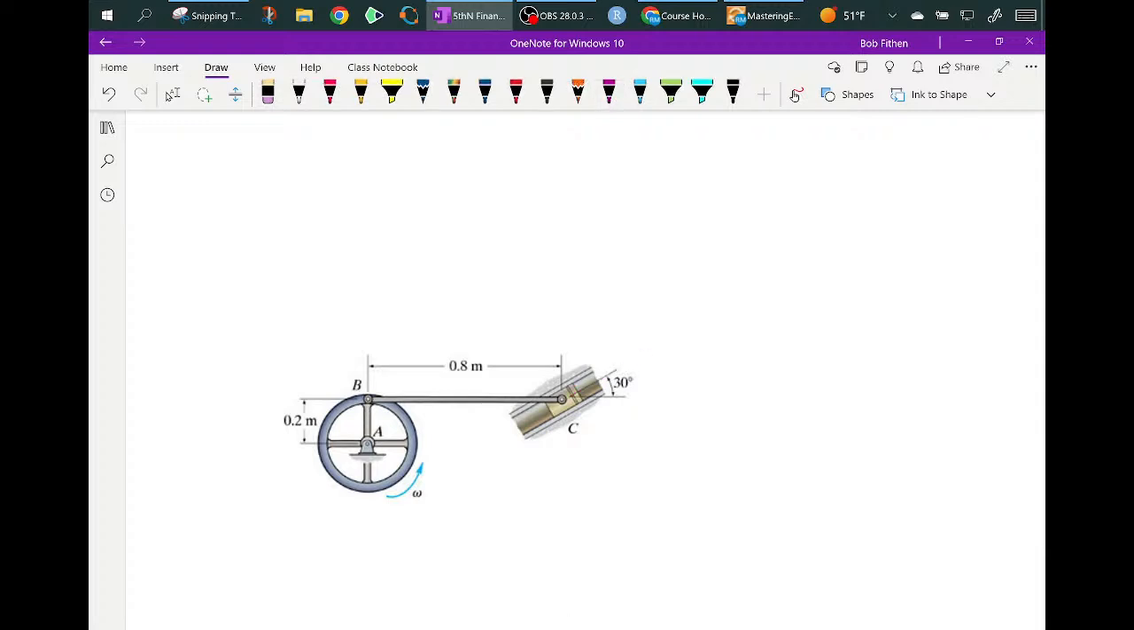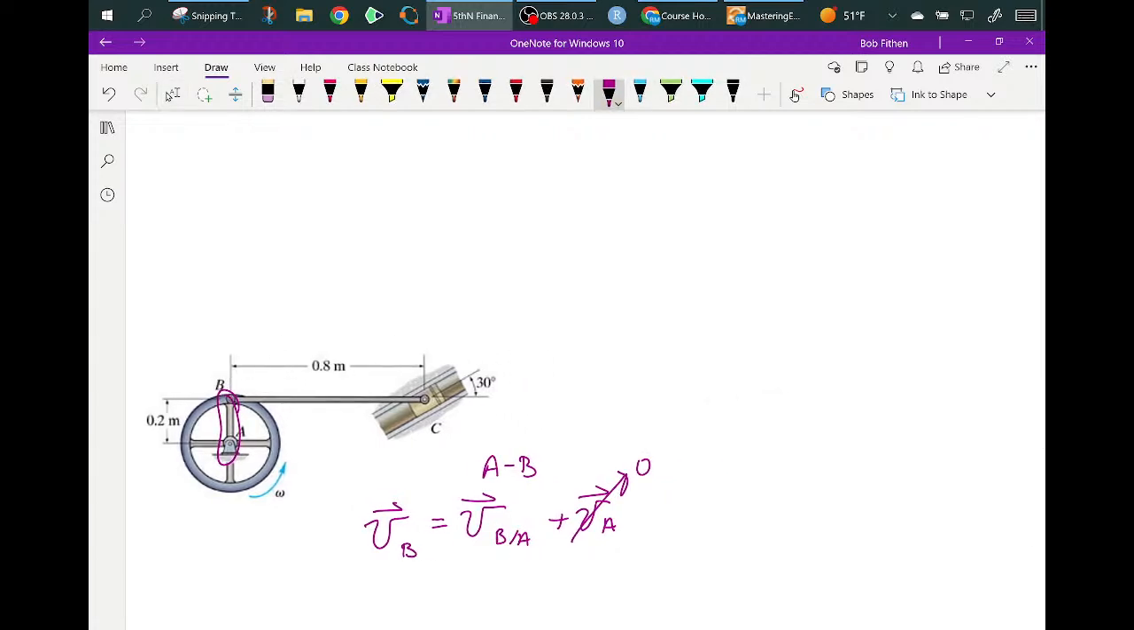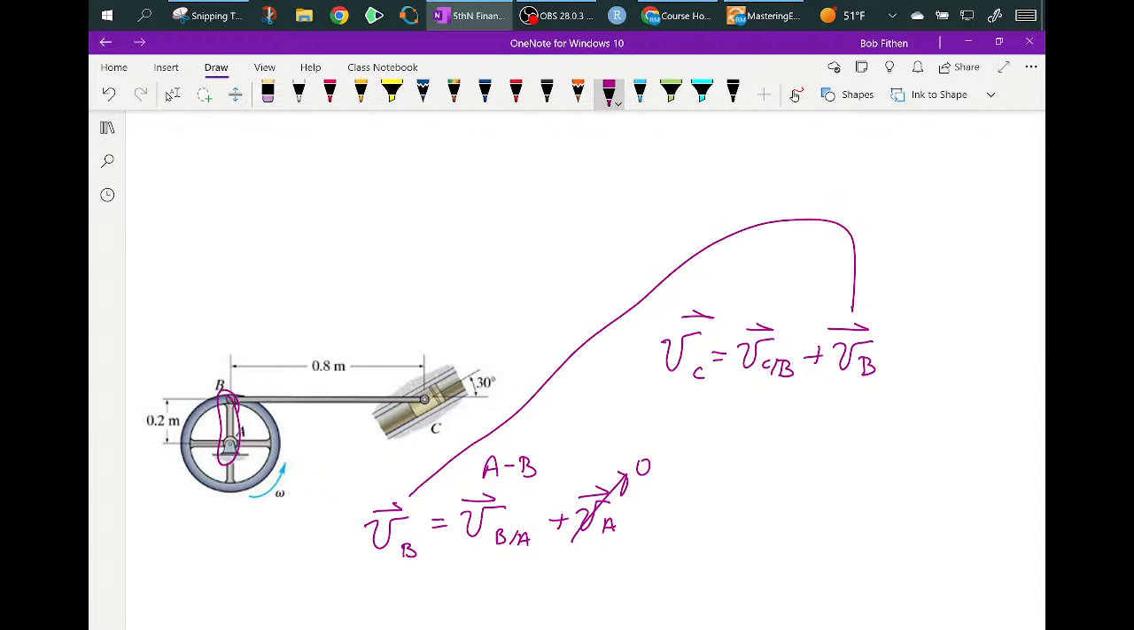So here's what we'll end up doing. Velocity of B is equal to velocity of B relative to A plus velocity of A. I'm on that link, that's AB. Turns out A is fixed. I can also do the link BC. Velocity of C is equal to velocity of C relative to B plus velocity of B, which I would solve first and then put in there.